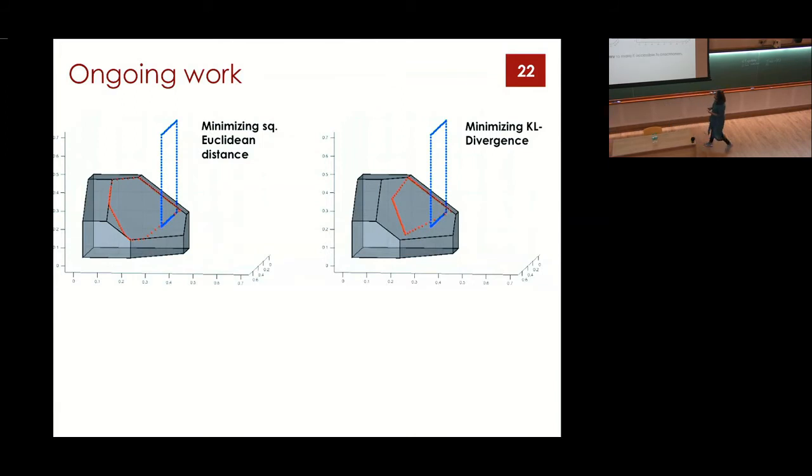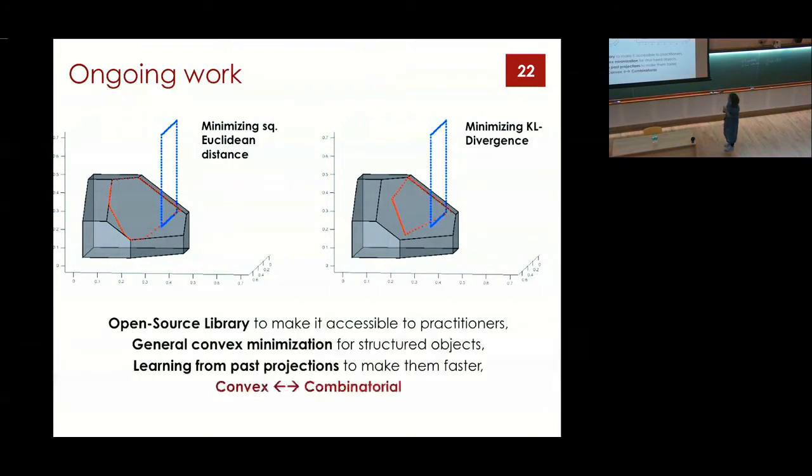And when you see this structure, it raises a lot of interesting questions, like learning from past projections. Suppose I were computing these projections inside online mirror descent or some first order method that was doing machine learning or whatever, and I already knew the projections of some points which were closer to my point. Could I reuse that computation, without actually going through the combinatorial algorithm or the convex optimization algorithm, and tell you what an approximate projection from the new point could be? So that's something we're working on, trying to find nice general convex minimization for structured objects, for some submodular objects, and building an open source library to make all of these accessible to practitioners.